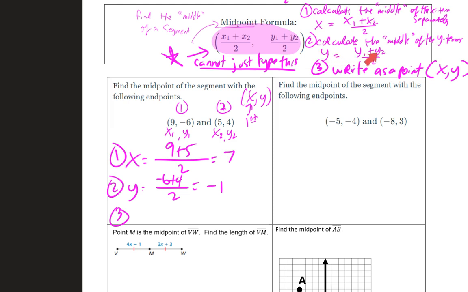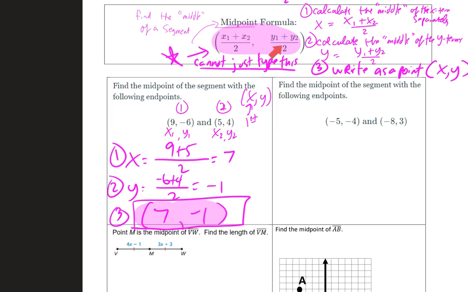First one, calculate the x. Second, calculate the y. Third one, put them into the point. So 7 and -1, we're going to say is our point. 7 comma -1. And that's going to be our answer. All right, so all we have to do is find the middle of the x's, the middle of the y's, and then we put it in there.